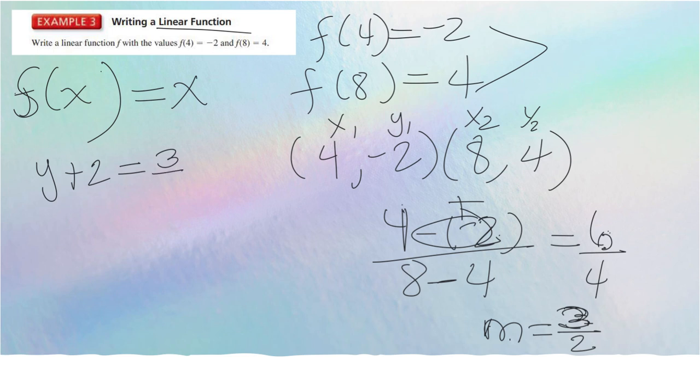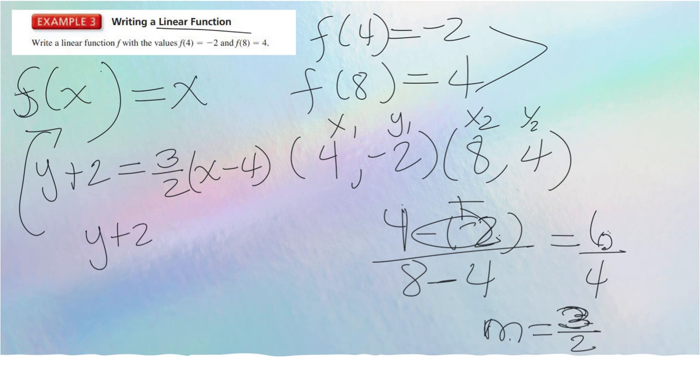3 over 2 times x minus what? Minus 4, correct? That's our point slope form. But I need to get it into a what? Slope intercept form, because it needs to look like this, correct? So it's going to be what now?